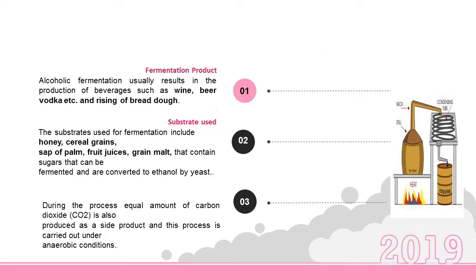The fermentation products for ethanol fermentations are beverages, for example, wine, beer, vodka, and many more. The substrates used for the fermentation include honey, cereal grain, and more. The function of this substrate is to have a sugar that can be fermented and converted to ethanol by yeast.